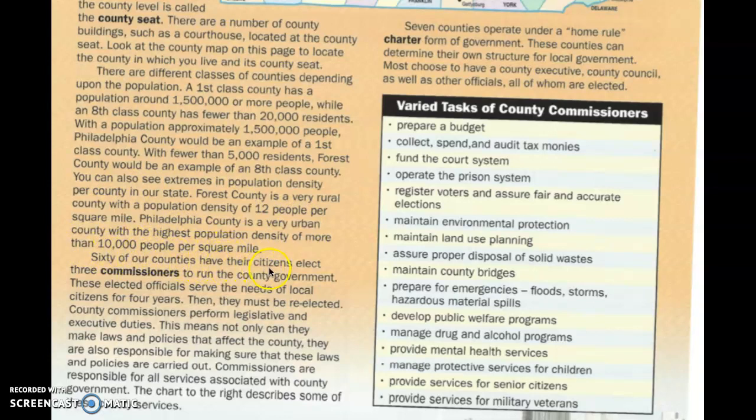60 of our counties have their citizens elect 3 commissioners to run the county government. These elected officials serve the needs of local citizens for 4 years. Then they must be re-elected. County commissioners perform legislative and executive duties. This means not only can they make laws and policies that affect the county, they are also responsible for making sure that these laws and policies are carried out.